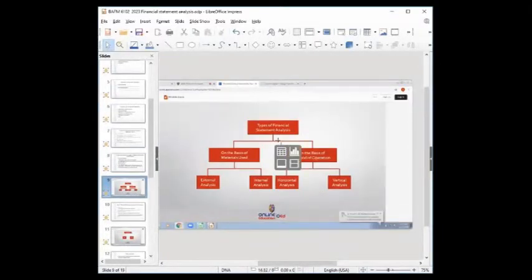These are the types of financial statement analysis based on the material used: we have the external analysis and the internal, and based on the method of operation, we have the horizontal analysis and the vertical analysis.